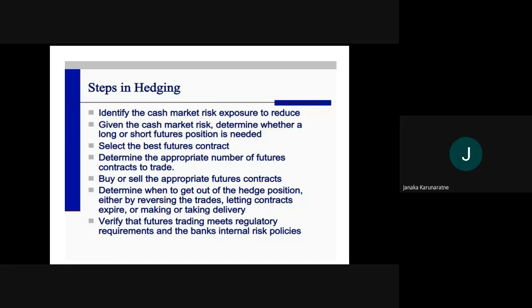Determine when to get out of the hedge position, either by reversing the trade, letting contracts expire, or making delivery. So you have three options. Once you buy or sell the futures contract, you can in between go out of the hedging position. If you bought, you can sell in between by reversing the trade, or wait till the expiration date and the contract automatically expires, or make or take delivery of the contract.